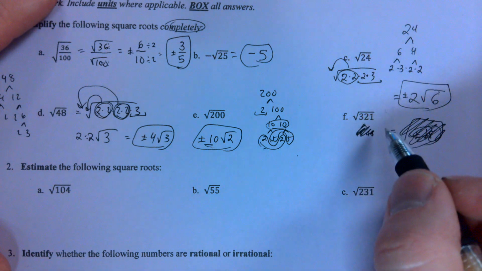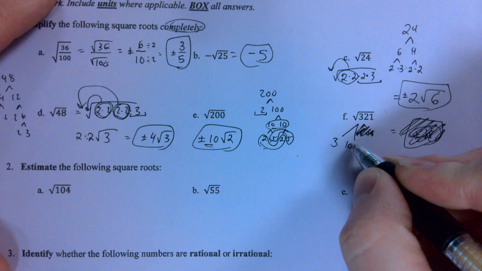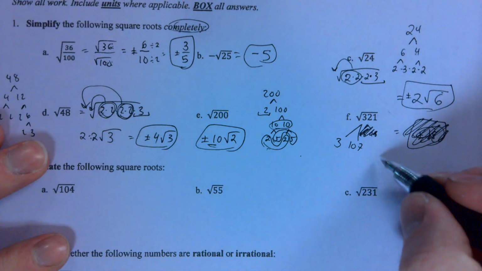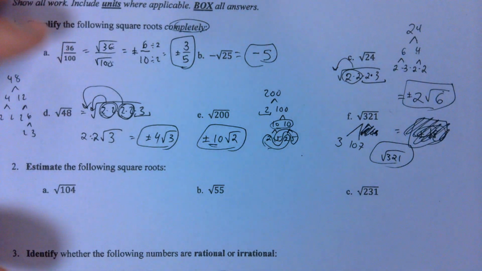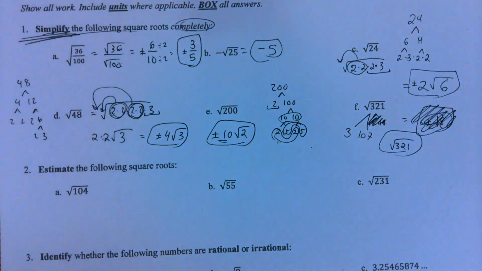Dividing this by 2 won't work because it's odd. If I were to divide it by 3, I would get 3 times 107. Now, 107, I believe, is not divisible, but let me check. Yeah, 107 is a prime number, so I can't split this up anymore. My answer is just √321, with no plus or minus sign in front because I didn't bring anything out. Now that, again, is simplifying square roots.